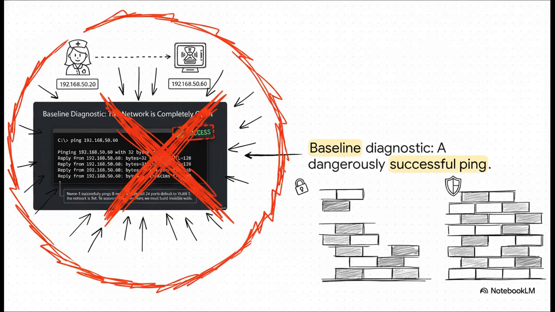To really prove the severity of this, let's run a quick baseline diagnostic. We have nurse 1 sitting at IP address 192.168.50.20, and we send a ping request over to X-ray 1 at .60. We get 4 replies, 0% packet loss. It's a complete success. But hear me clearly on this. In the context of network security, this baseline success is actually a massive failure. Before VLANs are configured, everything can reach everything. And we urgently need to fix that.